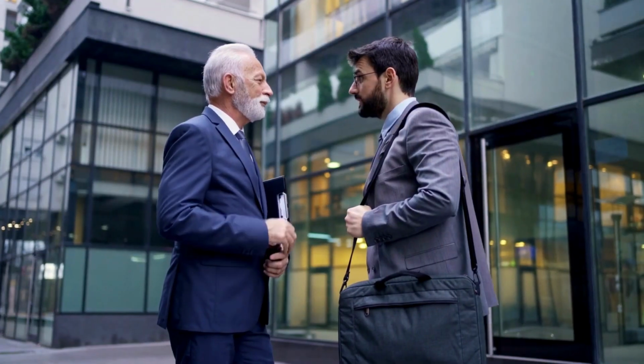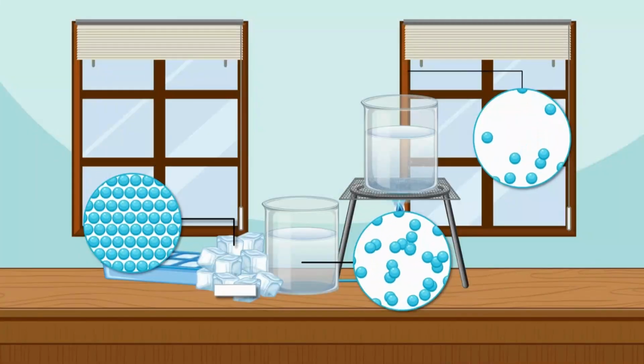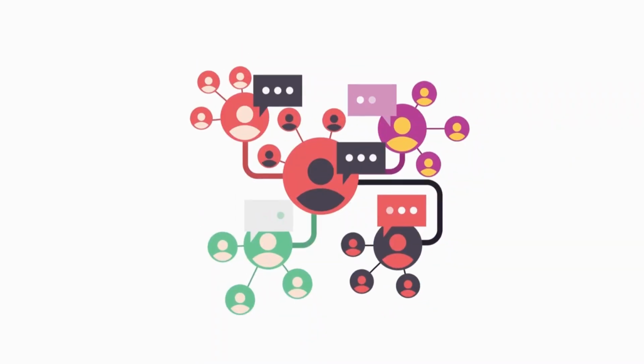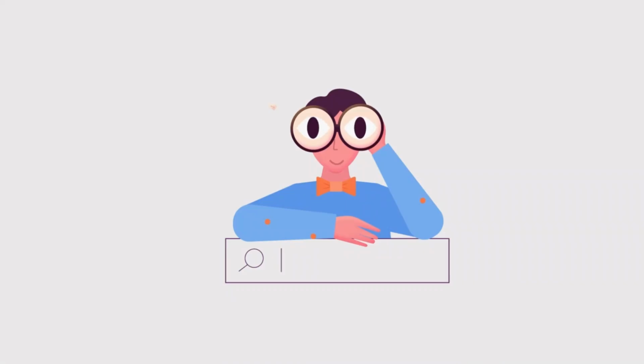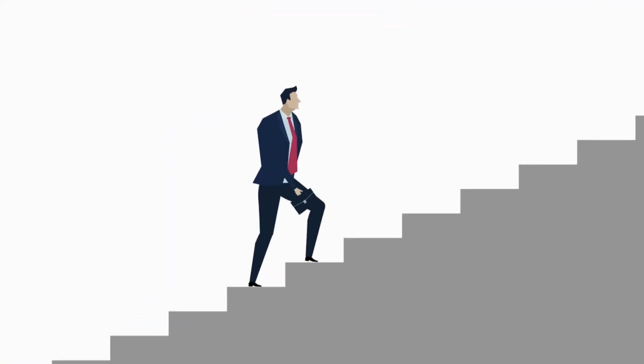So today, we're talking about how to create evergreen digital products. I'm talking about products that stay relevant no matter the season or the latest viral fad. Products people are already searching for right now and will still want next year. Products that sell on autopilot while you focus on other things. Let me walk you through it step by step.